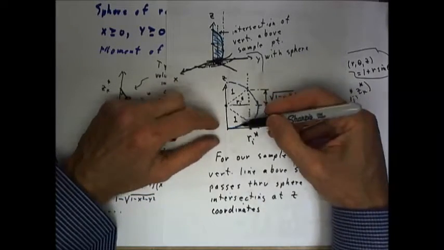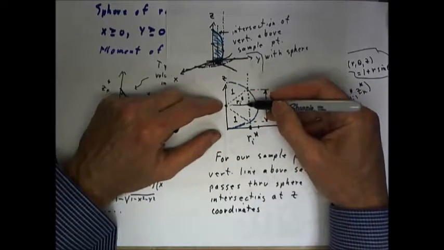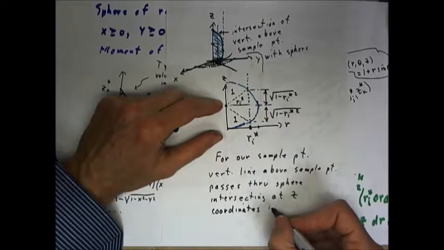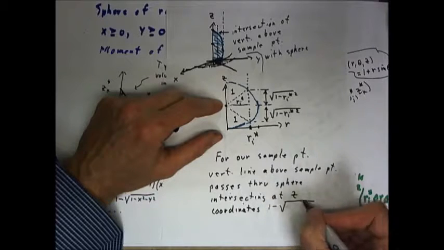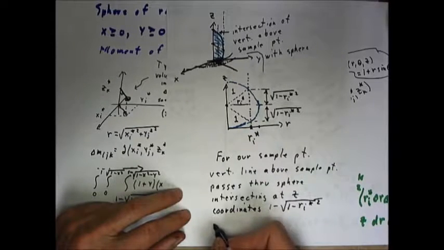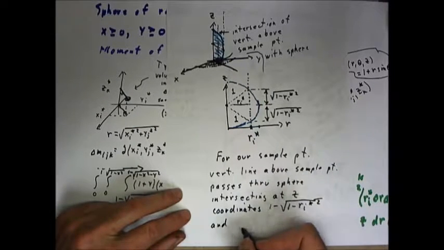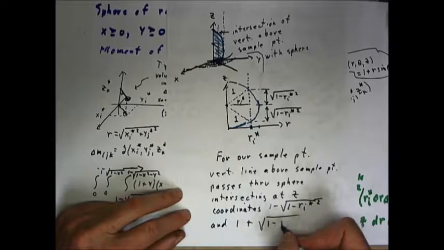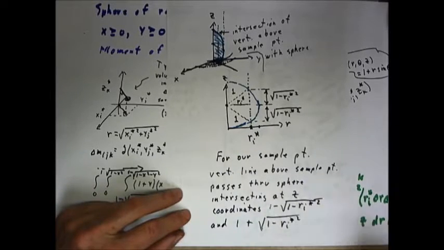What's the z coordinate here? Well, we go up 1, and then we come down the square root of 1 minus r sub i star squared. And so the z coordinate is 1 plus the square root of 1 minus r sub i star squared.